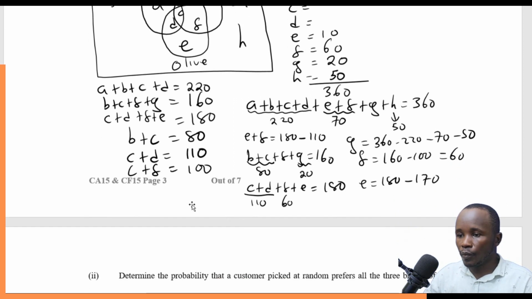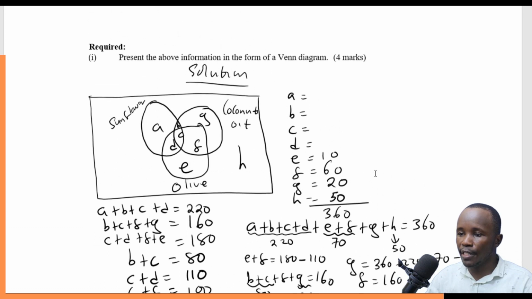Now, having obtained E, having obtained F, I can be able to get C. C plus D is 110, but I don't have D. C plus F is 100, but I know F is 60. It automatically tells me that C is 40. Because C plus F is 100, but F is 60. So it means C is 40.